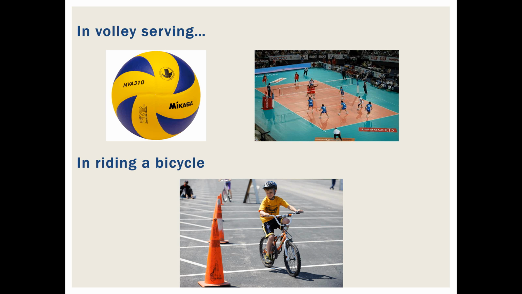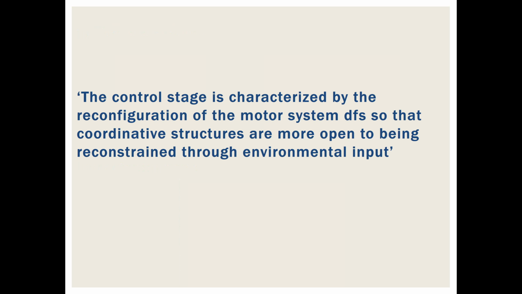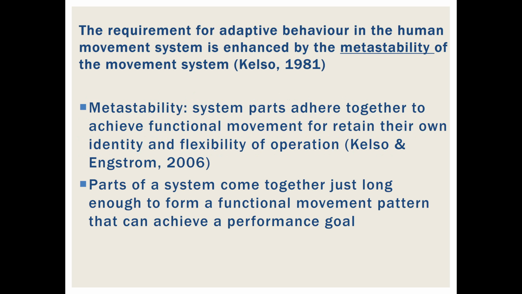For riding a bicycle, the same thing is going to happen. In the second stage of learning, someone is going to be able to not just ride their bike straight, but all of a sudden they can ride it between cones at high speed. They can integrate perceptual information with action. So that control stage, that second stage, is characterized by the reconfiguration of the motor system degrees of freedom, so that coordinative structures are more open to being reconstrained by environmental inputs. And so everything is going to be around developing that really strong bond between perception and action.